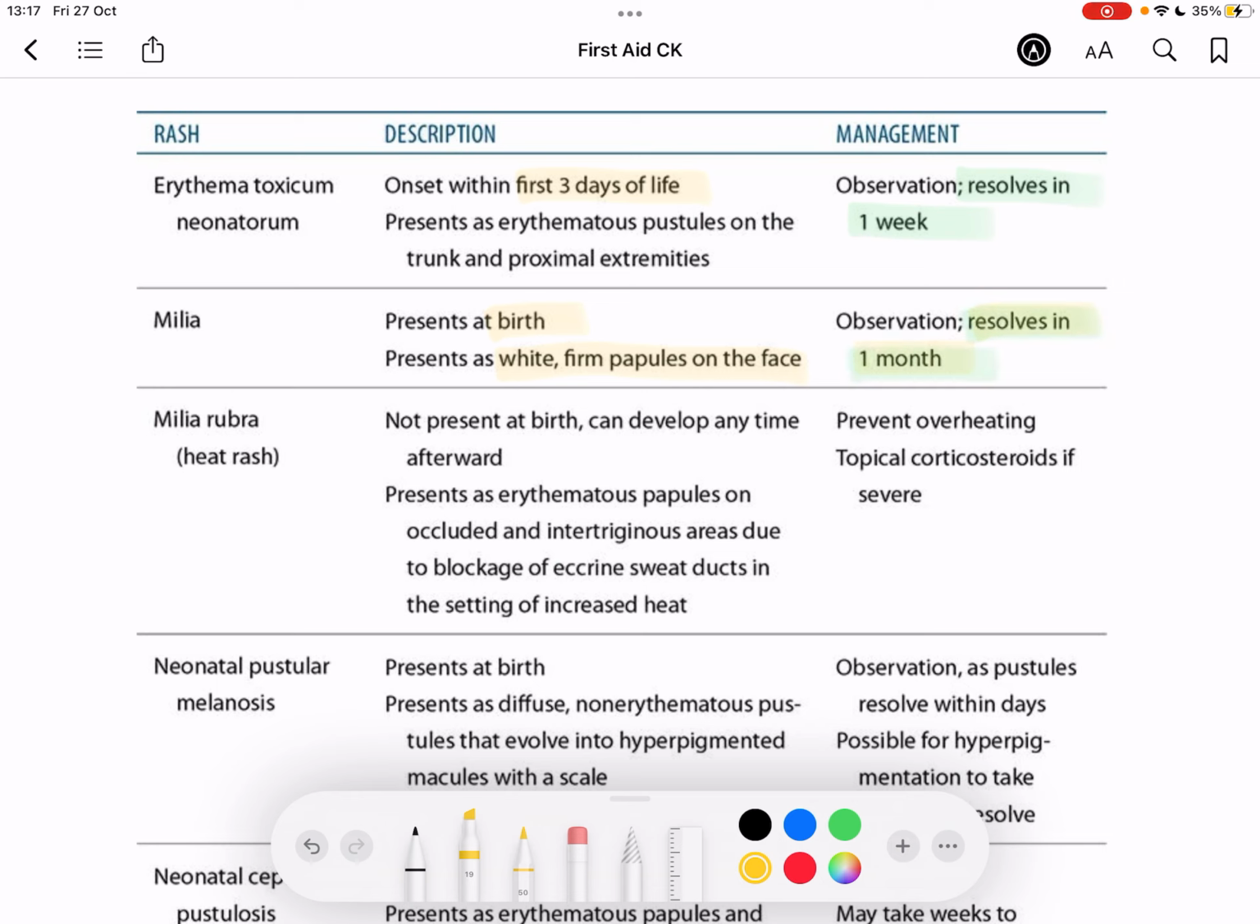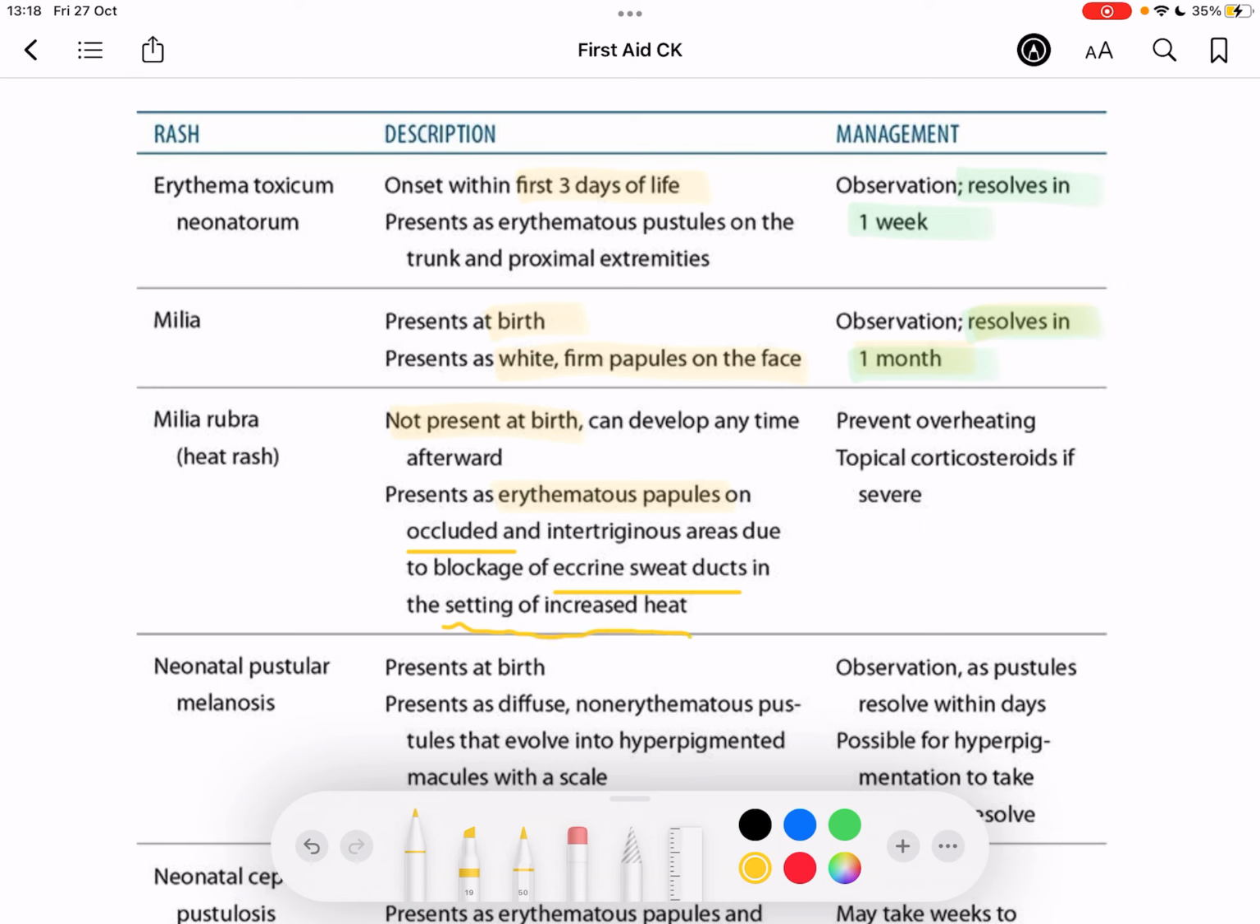In terms of milia rubra, it looks a lot like milia, but instead of being white firm papules, they're usually erythematous papules. And these are not present at birth, but they do present after birth, okay? So they're not present at birth. Usually these erythematous papules are found on the areas where we have a lot of sweat ducts, because the pathophysiology of this is that we have occlusion and blockage of eccrine sweat ducts, usually in the setting of increased heat.